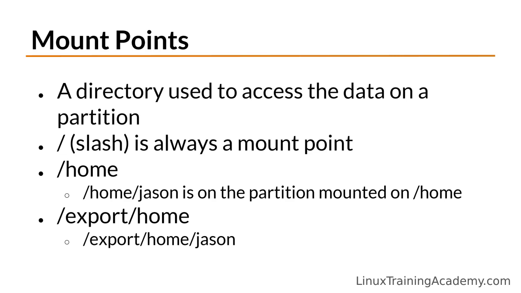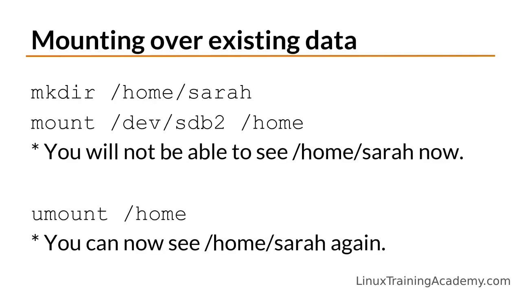If you were to disconnect or unmount that partition and mount it to another directory, also called a mount point, all the data will be available at that new mount point. If /home were unmounted and the partition was then mounted at /export/home, the files in my home directory would now be available at /export/home/json. It's important to point out that you can mount partitions over existing data.